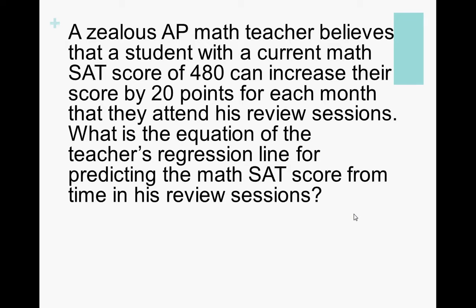So first, let's try actually writing an equation. A zealous AP Math teacher believes that a student with a current math SAT score of 480 can increase their score by 20 points for each month that they attend his review sessions. Now, what is the equation of the teacher's regression line for predicting the math SAT score from time in his review sessions? As you're trying to write this equation, make sure you think about what we just looked at as the definitions for the slope and the y-intercept. If you can keep what those mean in your brain, that should make it pretty straightforward to write an equation for this.